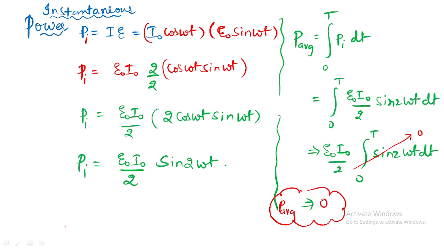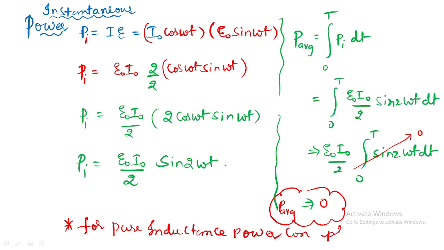So what is the statement you can write here? For a pure inductance, power consumption is 0. This is your punchline. Right? Power consumption is 0. Means over the whole cycle, the power consumption becomes 0.